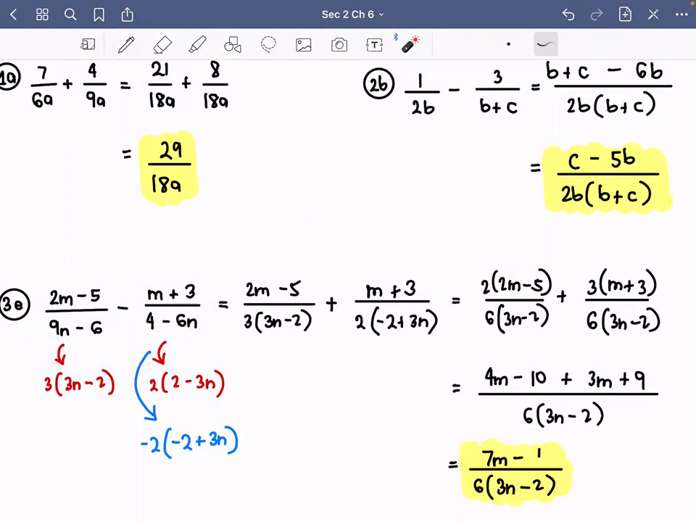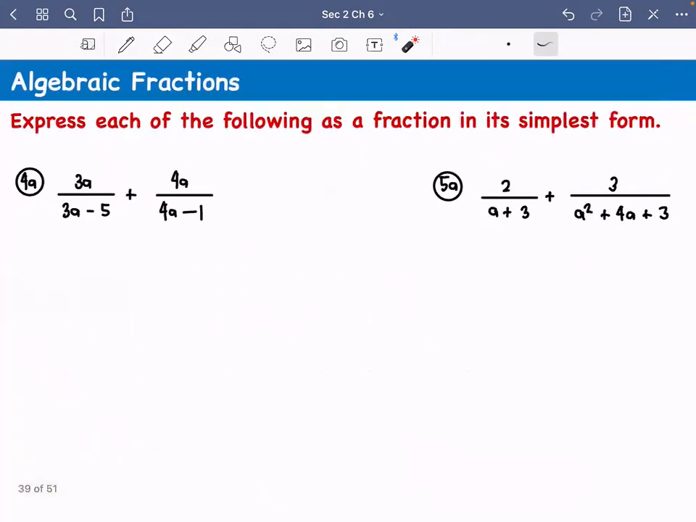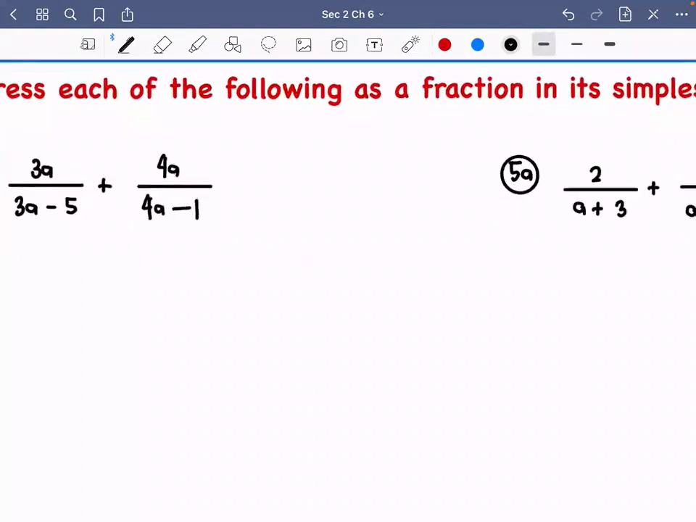All right, so let's have two more questions. For number 4, I chose letter A, and for number 5, I also chose letter A. So let's have number 4, A.